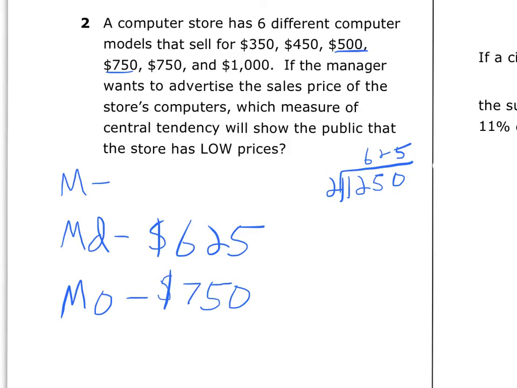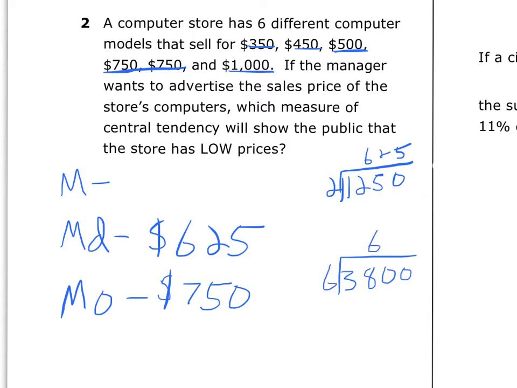I always save mean to the last because it takes the longest. If we add all these up, 350 plus 450, all right, that is 800. Plus 500, that's 1,300. 2,300. And 3,800. Now, you probably won't be able to do that in your head, and that's fine. Some of you can, some of you can't. I'm just telling you right now to save time, if you add all those numbers up, you're going to get 3,800. Divided by the total number, which is 6.